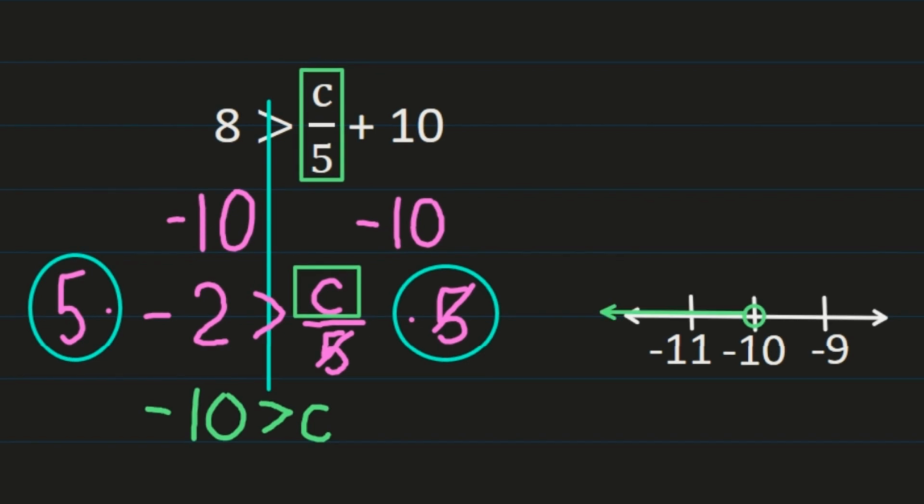And since negative 10 is not part of our answer set, that's why we're using the open circle at negative 10. Now with the variable on the right, you need to be careful with what this says. This says negative 10 is greater than c. Negative 10 is greater than all of the numbers that are part of my answer set. So numbers to the left of negative 10 are included in the answer set, which is why the line is going from negative 10 and going left.